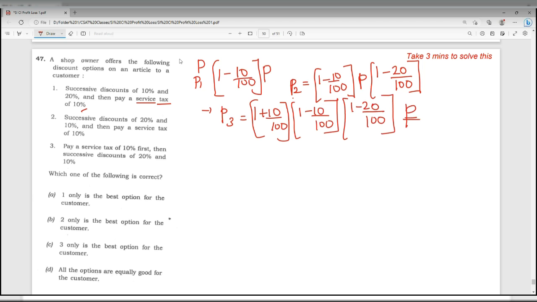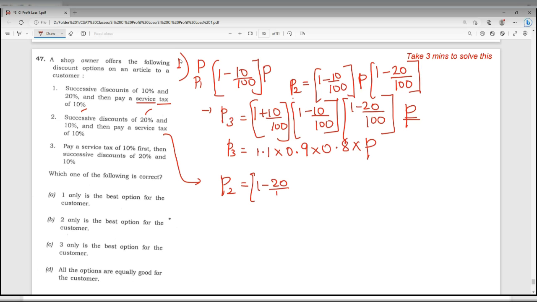This is the first case. This can be written as 1.1 into 0.9 into 0.8 into P. These are the successive discounts, P3. In the second case, the same things will happen. They'll give you a discount of 20%. So P2 would be 1 minus 20 by 100 into P1, and then after this they'll be giving you a discount of, sorry, this is P1.